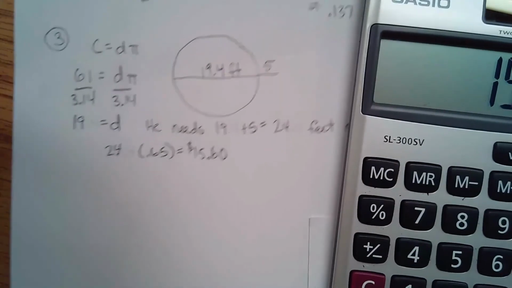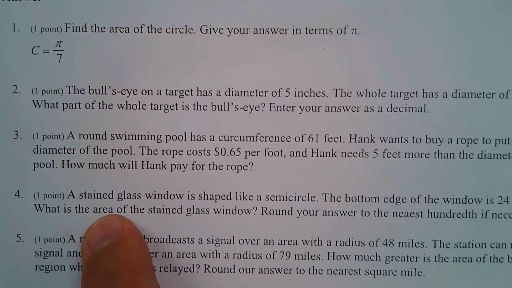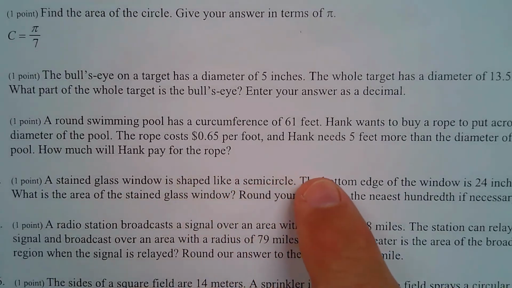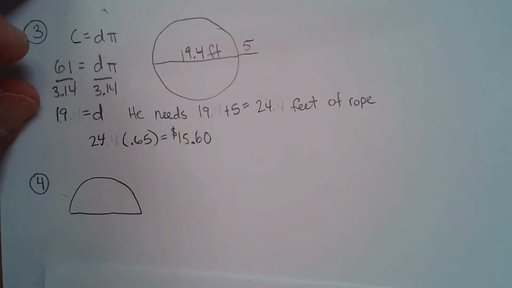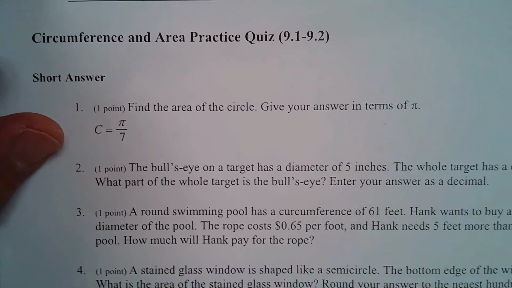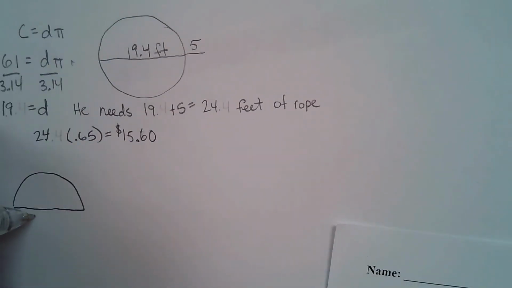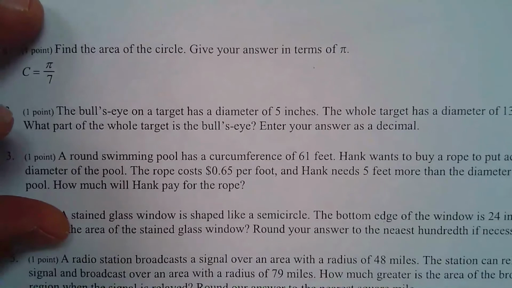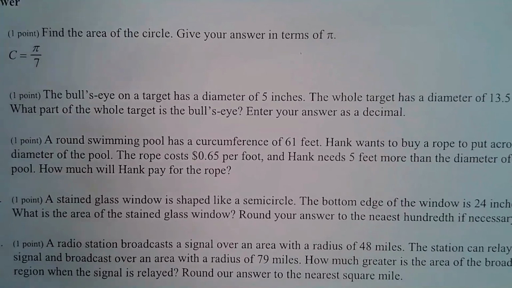Number 4 says a stained glass window is shaped like a semicircle. Let's draw a picture. A semicircle right there. And the bottom edge of the window is 24 inches long. What is the area of the stained glass window? Round your answer to the nearest hundredth, if necessary.